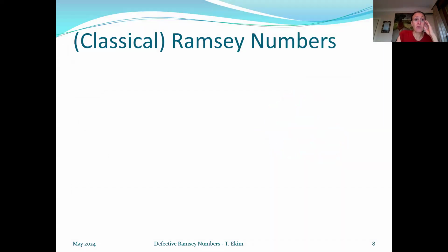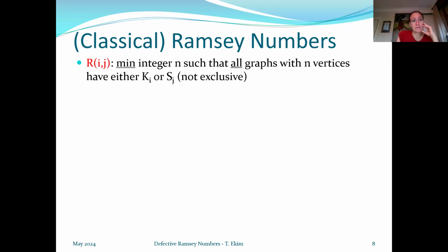Now, what do we know about these classical Ramsey numbers? Well, the formal definition is the following. The Ramsey number of order i, j is the minimum integer n such that all graphs with n vertices have either a clique on i vertices or an independent set on j vertices. So in the previous example, we had i equals j equals 3, right? But they can be different.